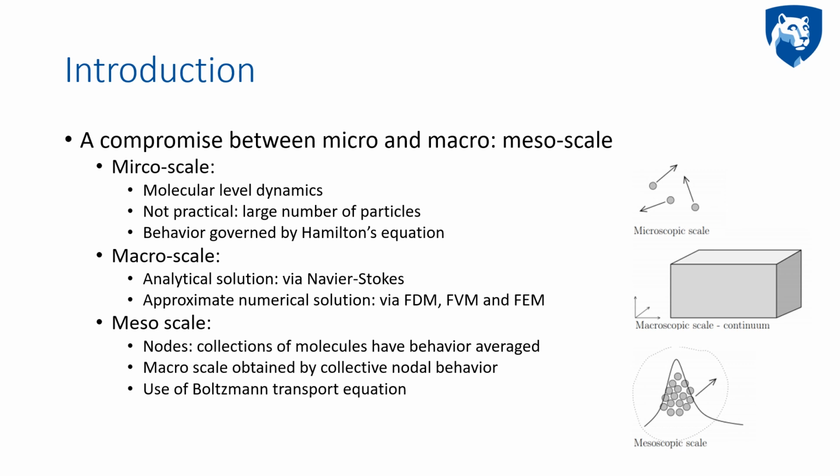On the other hand, on the macro scale, we have equations such as Navier-Stokes, which require an analytical solution, but we can also get numerical approximations via finite difference method, finite volume method, and finite element method. On the other hand, we have a marriage between the two, and we get the mesoscale, and we have a number of molecules whose behavior has been averaged, and we call these the nodes. And then a number of these nodes collectively give us the macro scale behavior, and we primarily use the Boltzmann transport equation to help us do that.